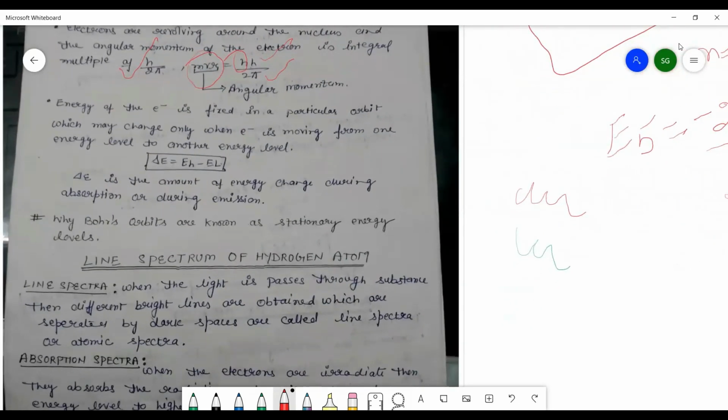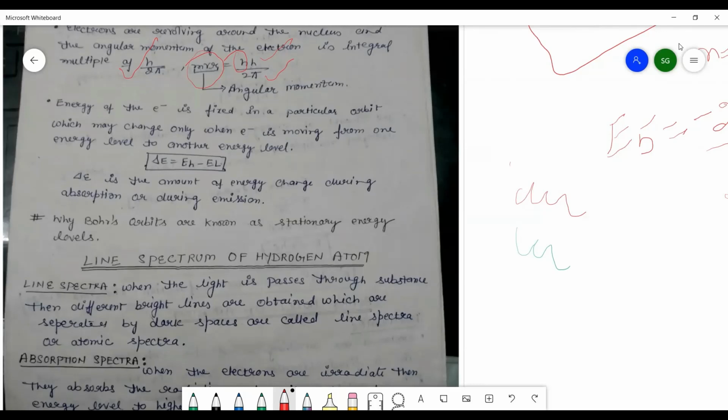So this is an MCQ question that can be asked. What is the angular momentum of the electron around the nucleus? That is the integral multiple of h upon 2 pi. Now, another postulate is that the energy of the electron is fixed, as we have seen, in a particular orbit.